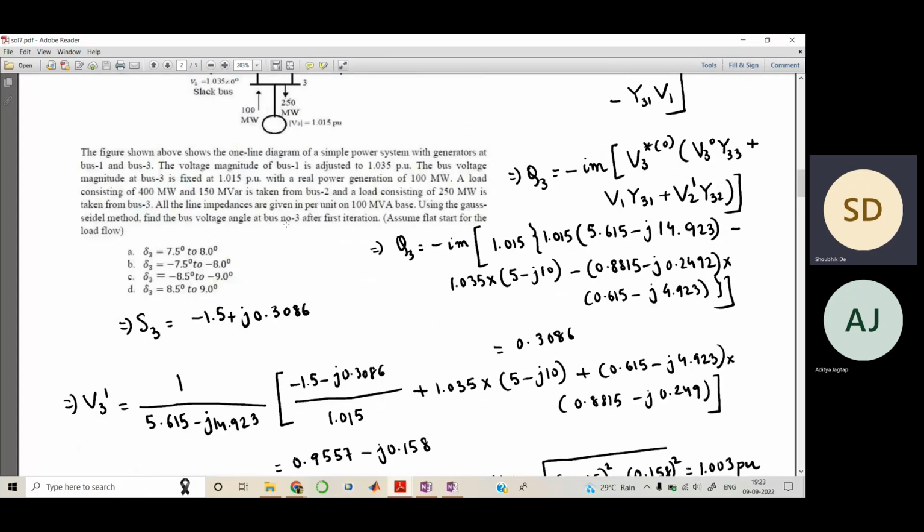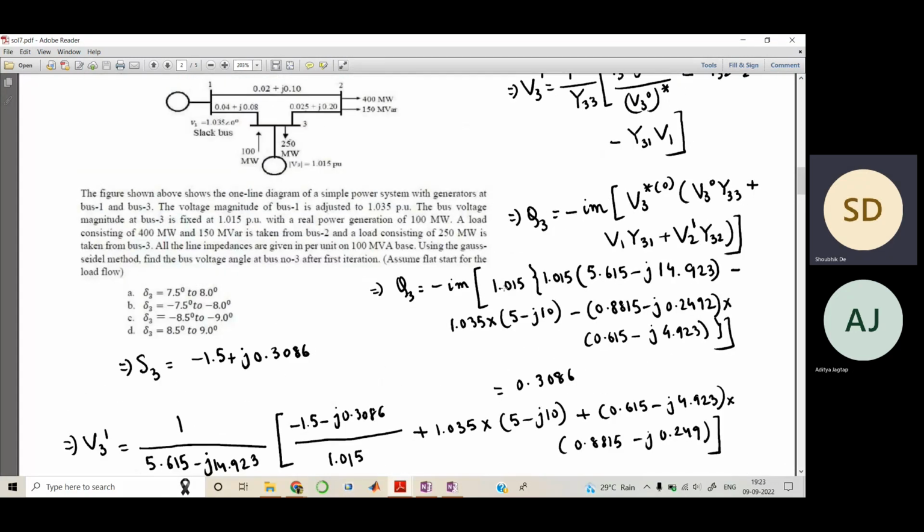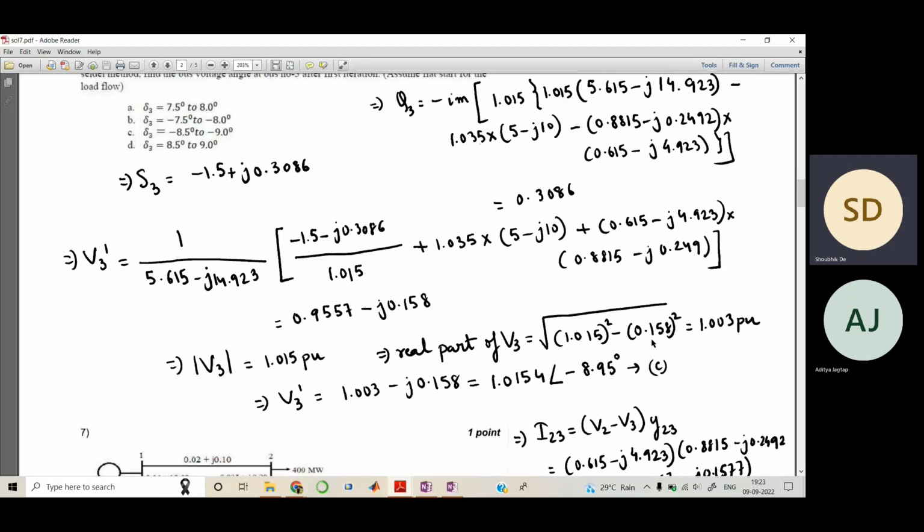We know the magnitude, which is 1.015, and we apply the Pythagoras theorem: hypotenuse square minus perpendicular square, then take the square root. It comes out to be 1.003 per unit, and therefore the voltage at bus 3 after the first iteration comes out to be this. So you have to replace this with this.